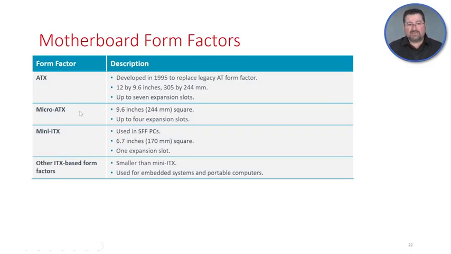A micro ATX is going to be 9.6 by 9.6. Same height and same width. Easy to see and understand. And then we have one called a mini ITX. ITX is for your small form factor or slimline cases, and that is 6.7 by 6.7. So you can see, as we learn and progress through this class, you should be able to start identifying motherboard types and features just by going over chapter 1.